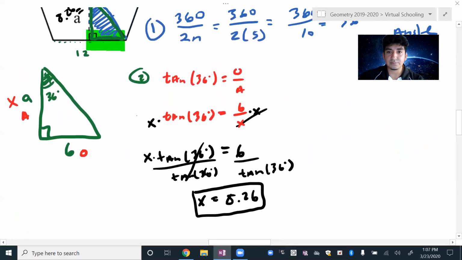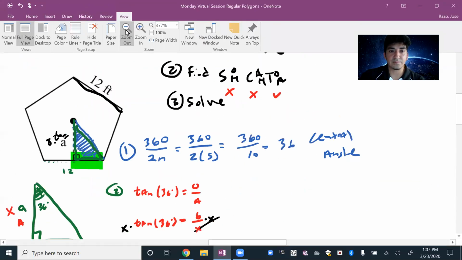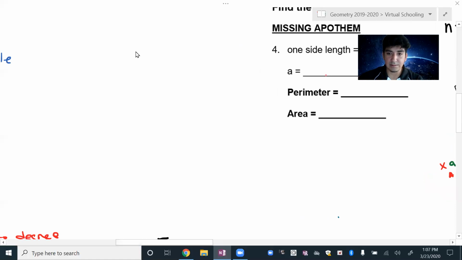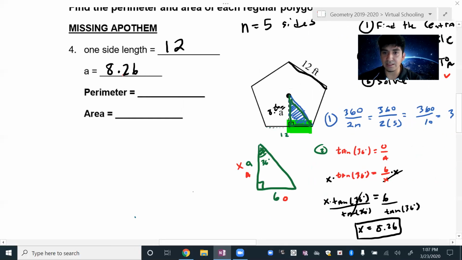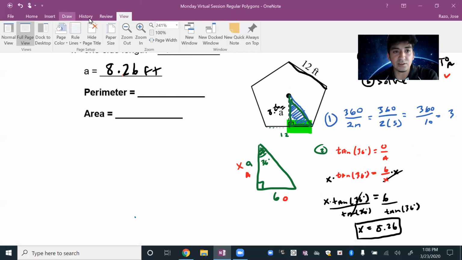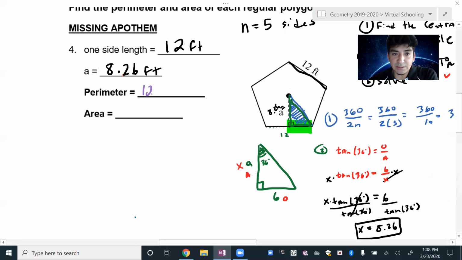Let's see if I can zoom out. From here, my A is worth 8.26, and that's going to be in what units? That would be feet. Now the perimeter should be actually pretty easy to solve. I'm going to use the color purple. It'll be 12 times how many sides there are, which is 5, and this will be 60 feet.